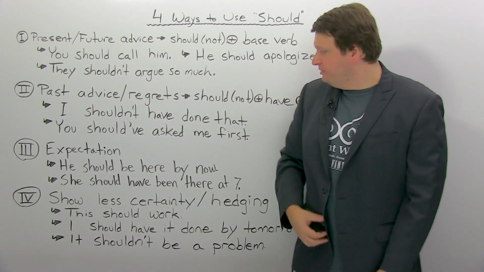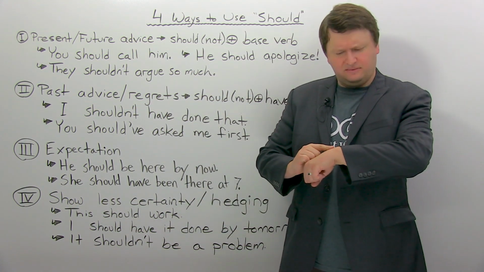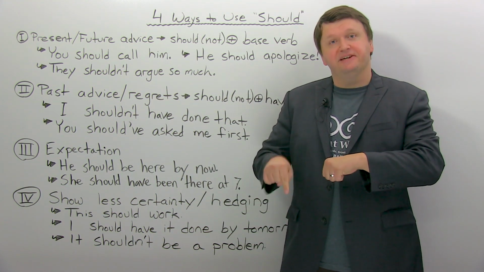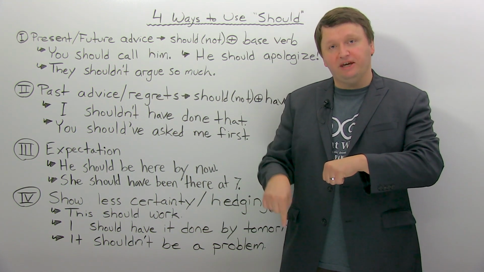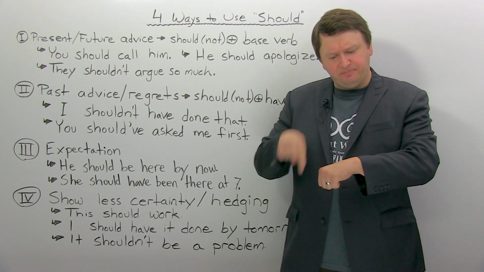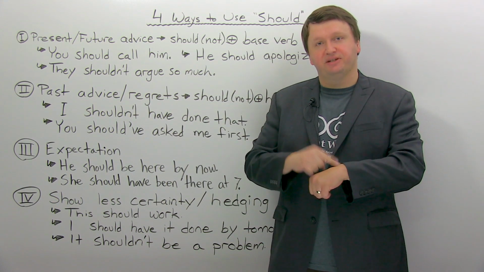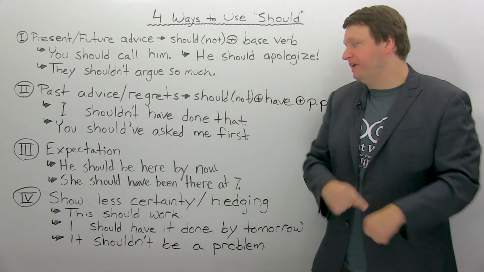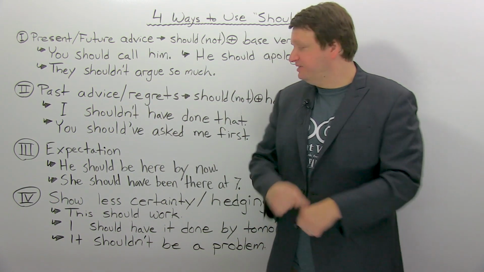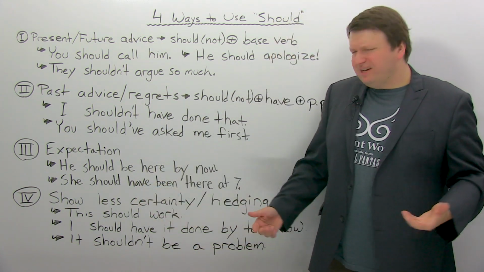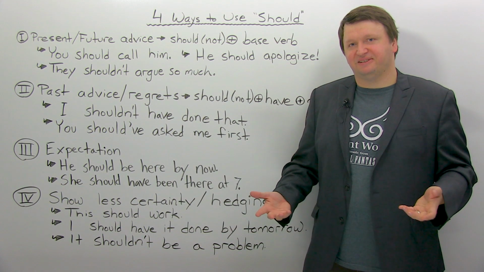So for example, he should be here by now. So you expect him to be at your location now. He should be here by now. Why is he late? My expectation is he should be here by now. Present expectation, okay?